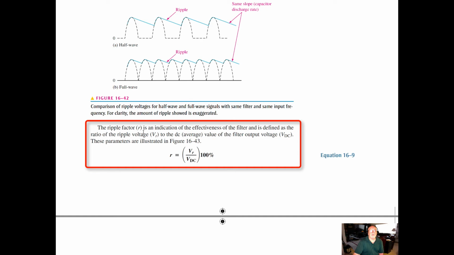The ripple factor, r, is an indication of the effectiveness of the filter and is defined as the ratio of the ripple voltage, V sub r, to the DC average value of the filter input voltage, V DC. These parameters then are illustrated in the next diagram. So the ripple factor is equal to the ripple voltage divided by the average DC value times 100%.